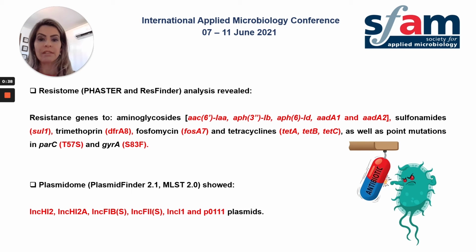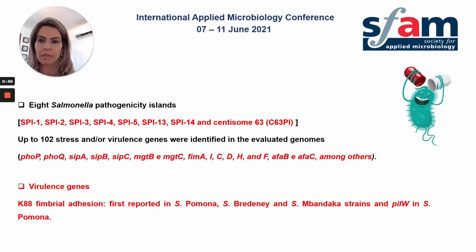The resistance analysis revealed resistance genes to a range of antibiotics, including fosfomycin and tetracyclines, and the plasmidome showed a range of different plasmids. We identified 8 Salmonella pathogenicity islands and more than 100 genes related to virulence or stress response in the genomes evaluated. Here we report for the first time the K88 gene in some of the serovars evaluated, and the first report of PLW in S. Pullorum.